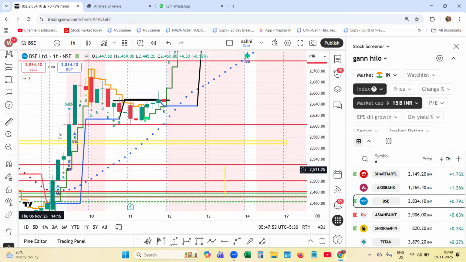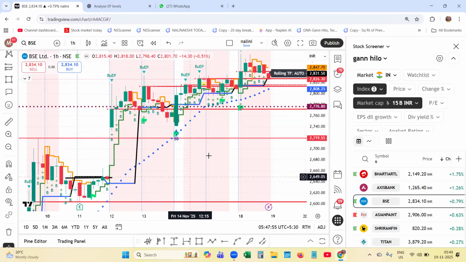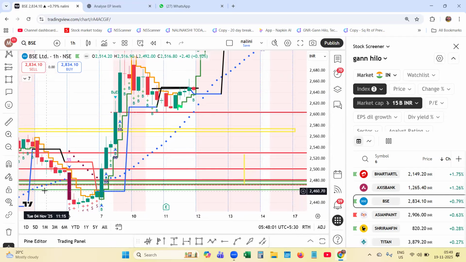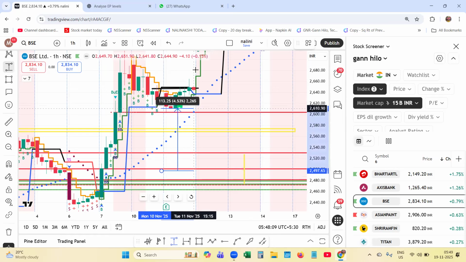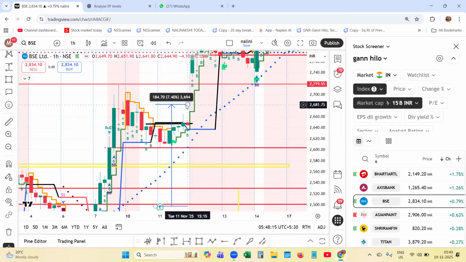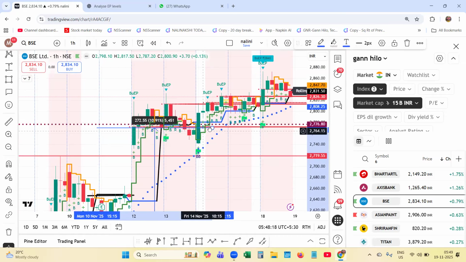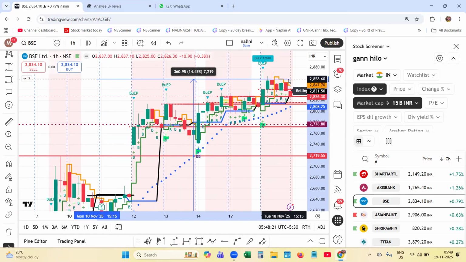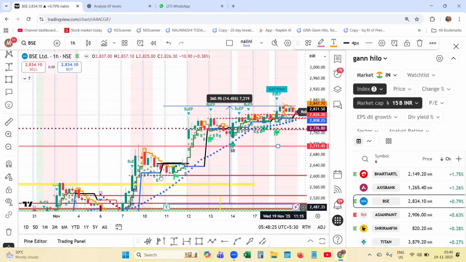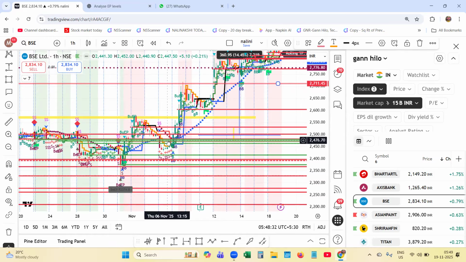A strong base is there. The market has rallied continuously like this. 400 points on 2400 means around how much percentage? Let us check. It's 10 to 11 or 12%, a 14 percent rally BSE has shown within a week. That is the momentum trade.